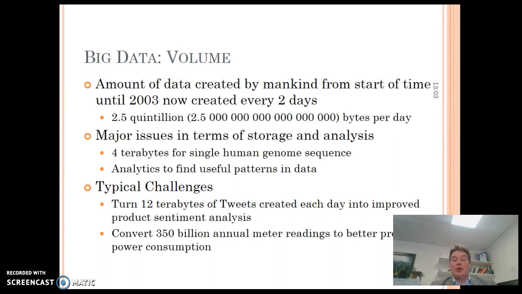So, if there's 12 terabytes of tweets created each day, how do we do sentiment analysis to know how people feel about our brand? If we're Starbucks, and people are tweeting, what are they saying about our coffee? What about the 350 billion annual meter readings? What does that tell us about how power is used? If we want to switch to a renewable energy grid with wind power, at what time of the day are we at risk of running out of electricity? When do we need to bring backup electricity generation online?